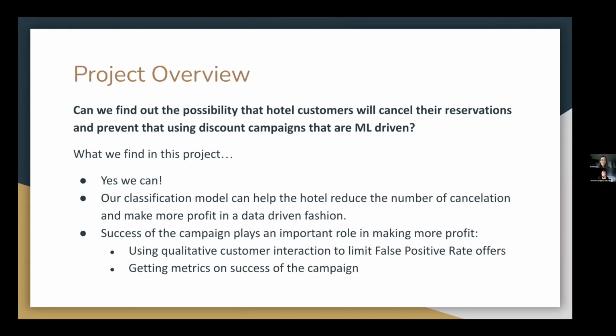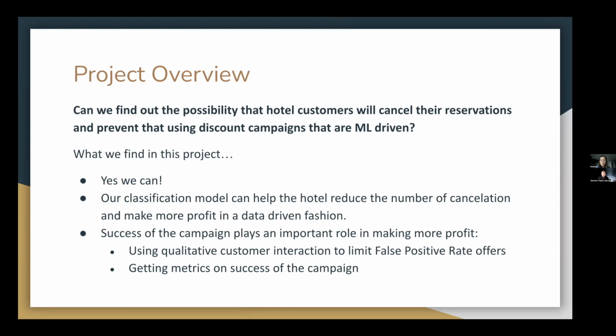So this project starts with a question: can we find out which customers are likely to cancel their reservations and prevent that using ML-driven discount campaigns? And of course, in this project, the answer is yes, we can. And we did achieve that by building a classification model that can predict which customer is likely to cancel their reservations so the hotel can act upon that.